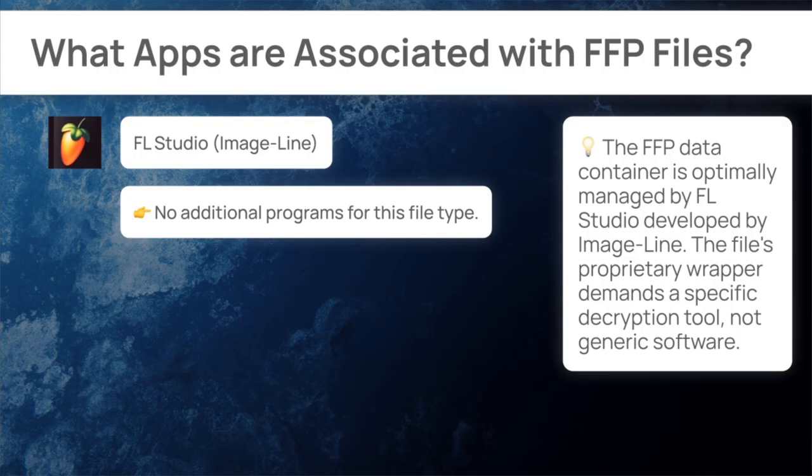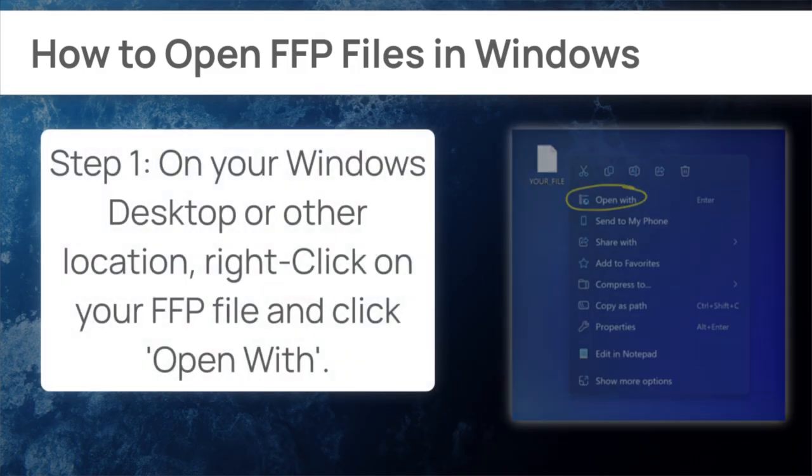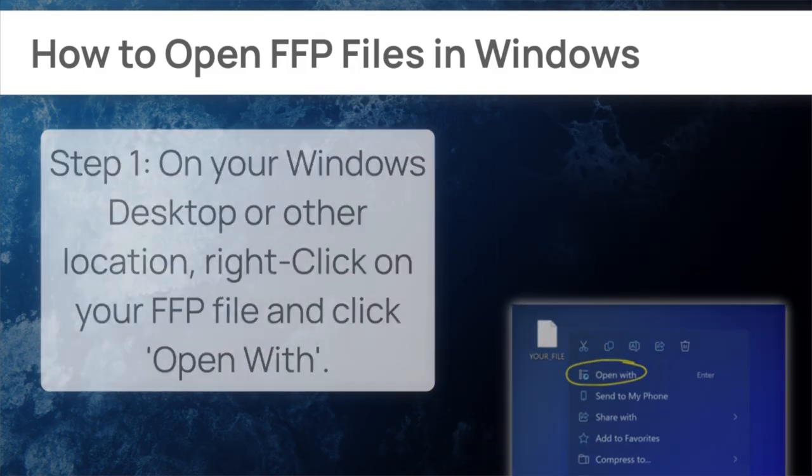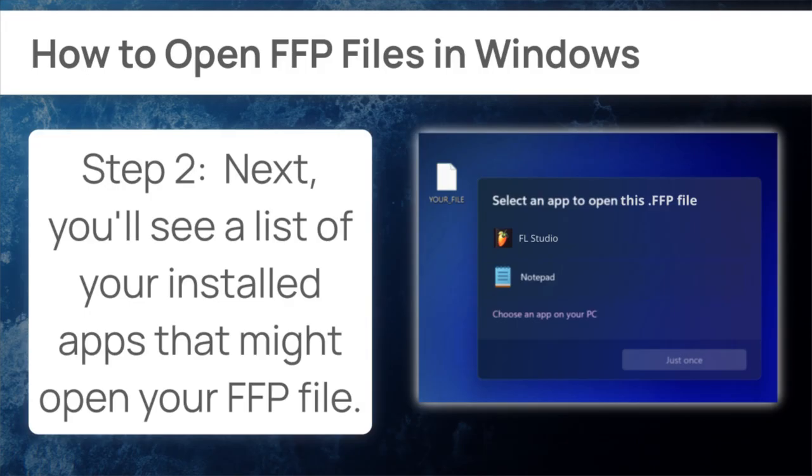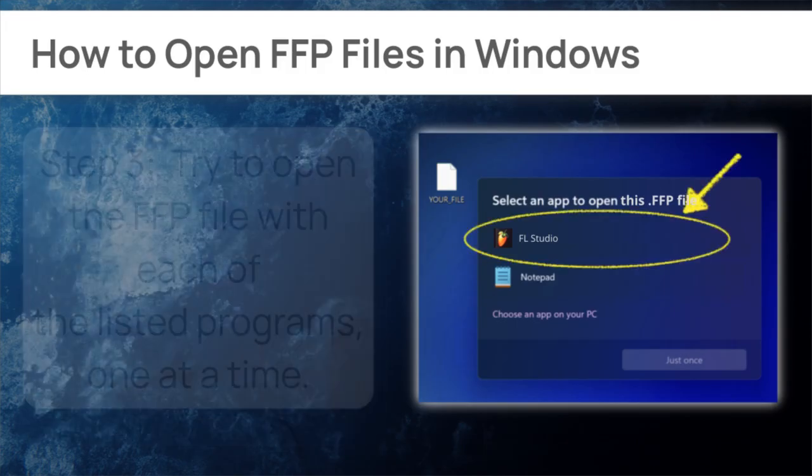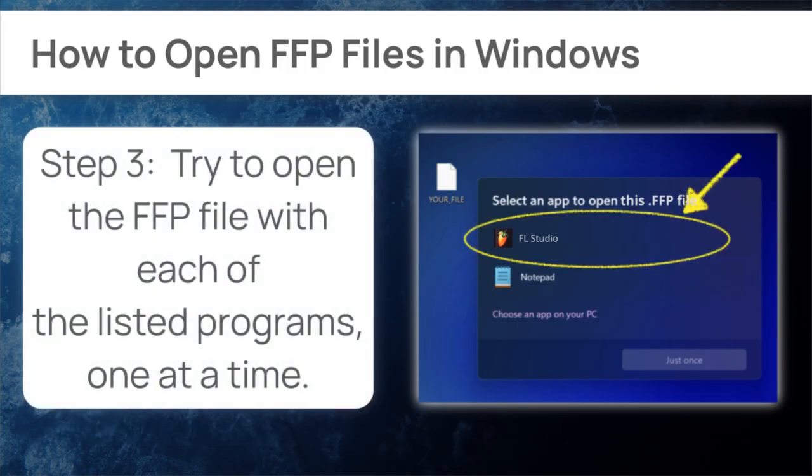Windows provides only the basics for audio playback. Full production features require audio software. Let's verify the file's compatibility against known readers. Right-click the FFP file and select Open With. Test FL Studio if it appears. If not, choose another program. Different software handles the FFP format uniquely.